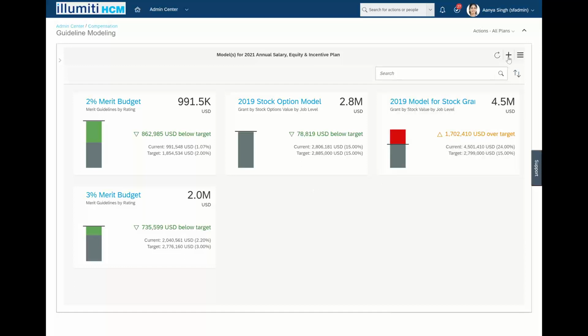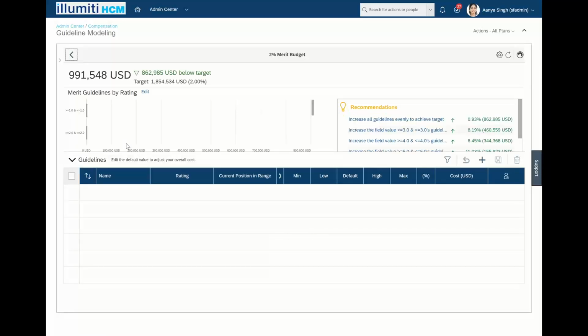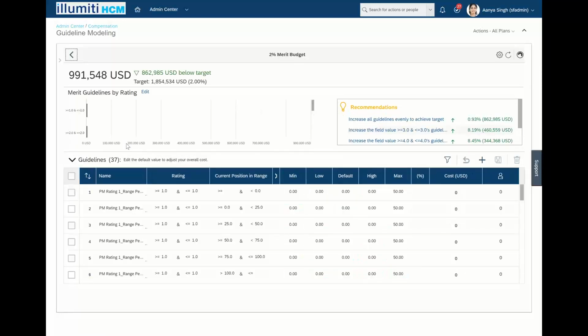If she wants to add in a new scenario for consideration, perhaps she wants to look at what a 4% merit increase would do, she can click this add button here and add in a new scenario, or she can come into any of these scenarios and see some of the parameters which have been entered, which kind of dictate how these numbers are being calculated. So you can see here she's got guidelines. She happens to have put in 37 of them. And these are just rules that the system is going to look at when calculating out these different guidelines or these different budgets.